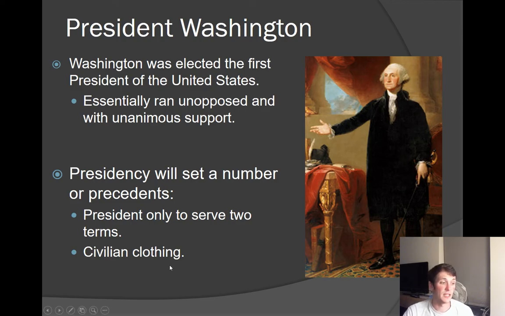Another thing is going to be this civilian clothing, right? He is this big general from the American Revolution. He could probably wear whatever he wanted. He's going to set a modest tone to the presidency. He's not wearing any fancy garb, no kingly attire, and that kind of stuff, right?